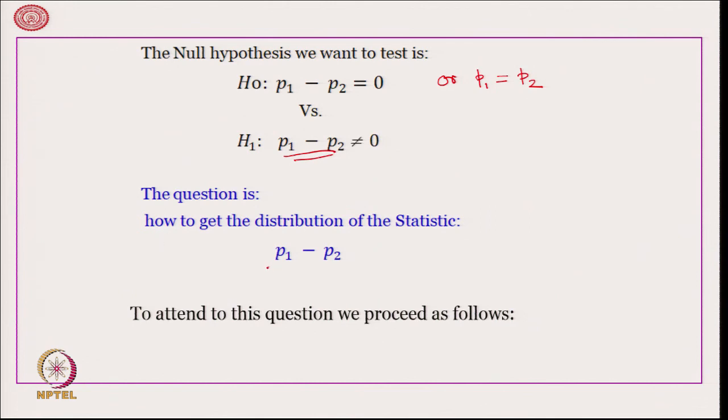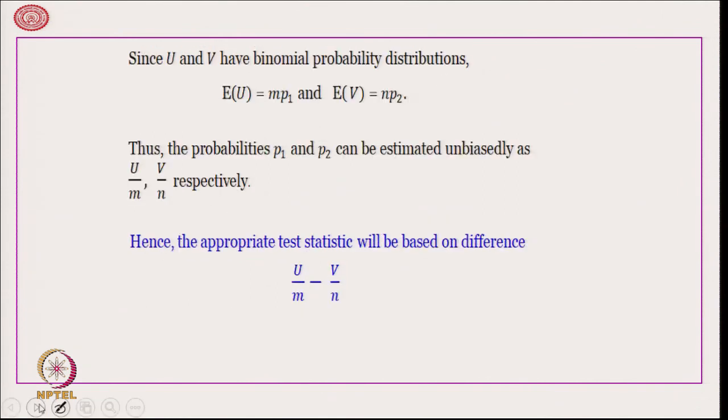Therefore, the question is how to get the distribution of the statistic P1 minus P2. To attend to this question, we proceed as follows. Since u and v have binomial probability distributions, expected value of u is equal to m p1 and expected value of v is equal to n p2. Thus, the probabilities P1 and P2 can be estimated unbiasedly as u by m and v by n, where u is the number of observations coming from x which are less than c, and v is the number of observations coming from y which are less than c. Therefore, the appropriate test statistic will be u by m minus v by n.